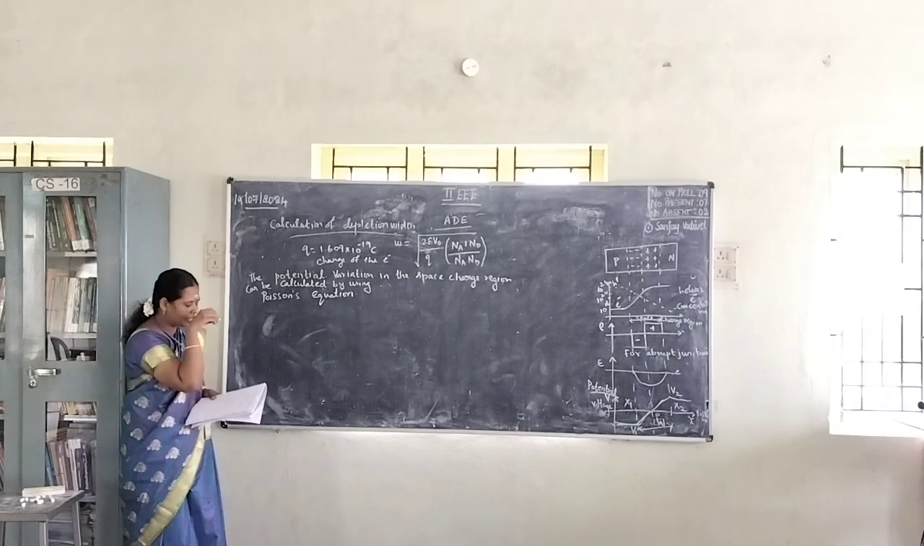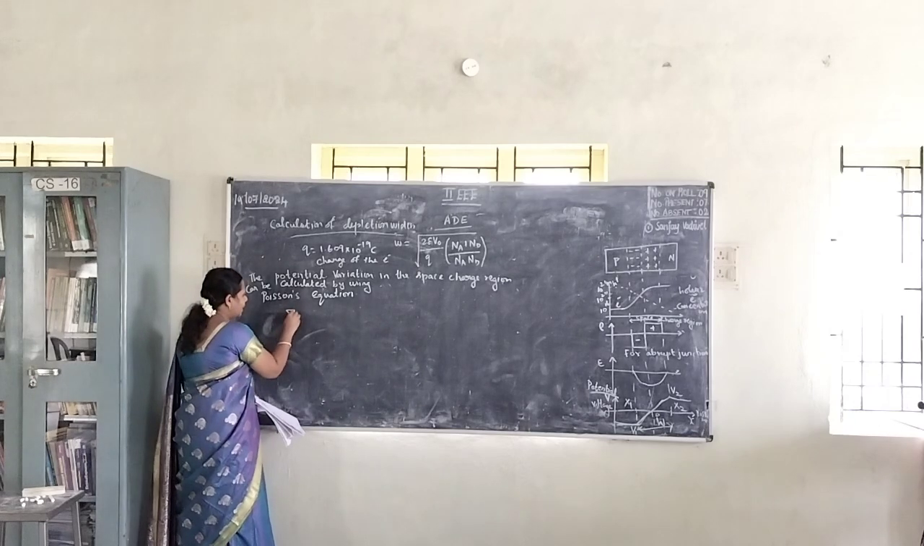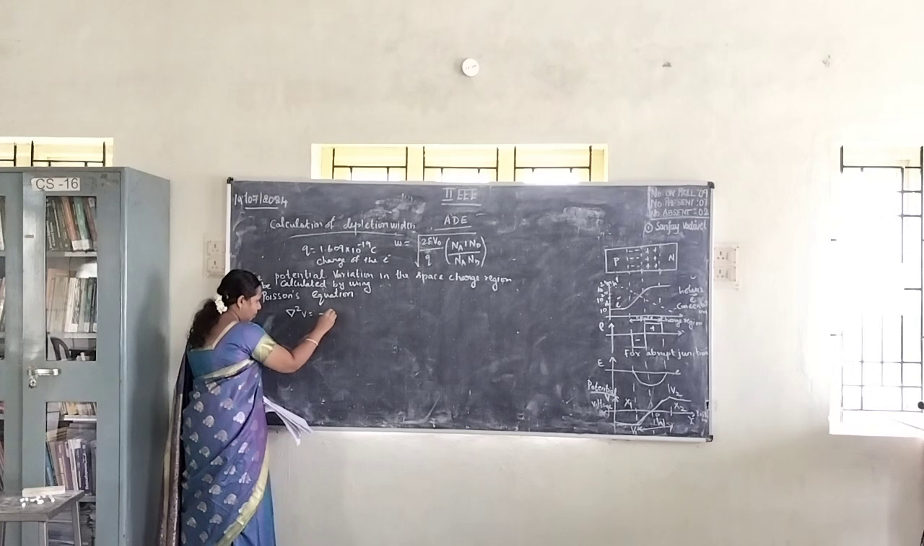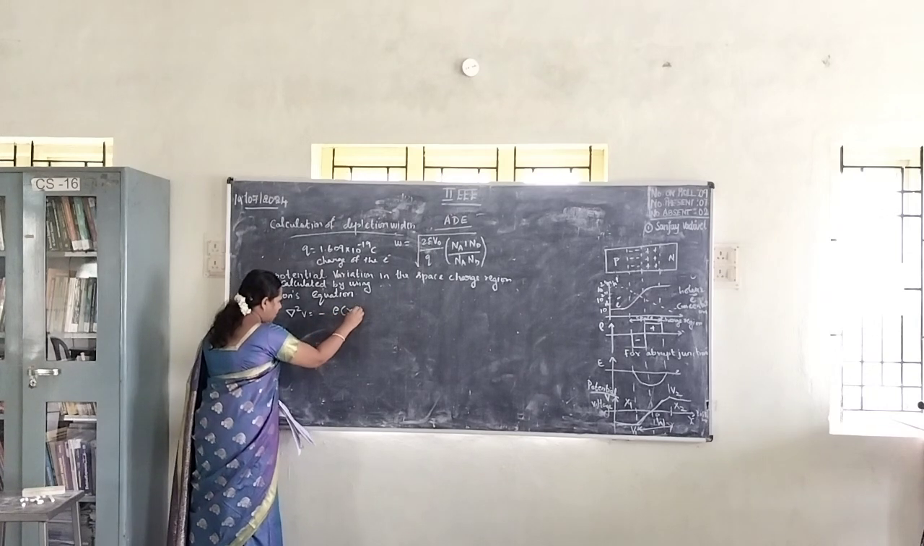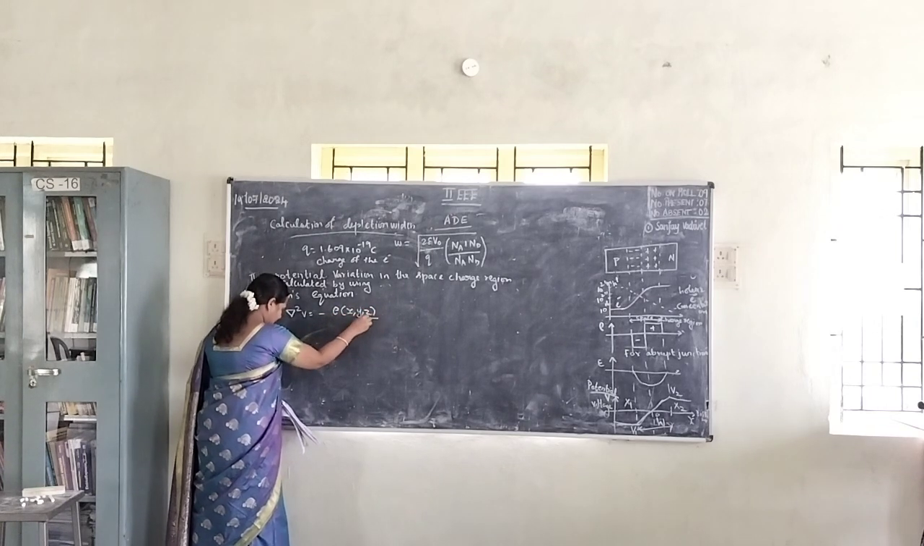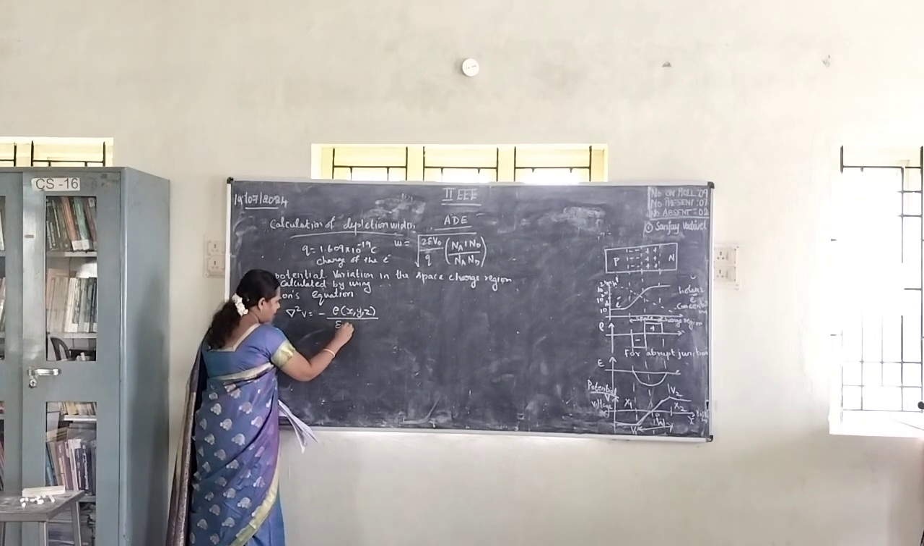Write the Poisson's equation. Del square V is equal to minus rho of x, y, z divided by epsilon naught epsilon r.